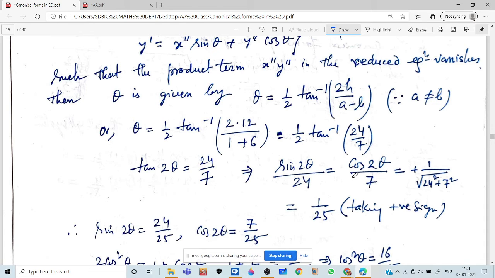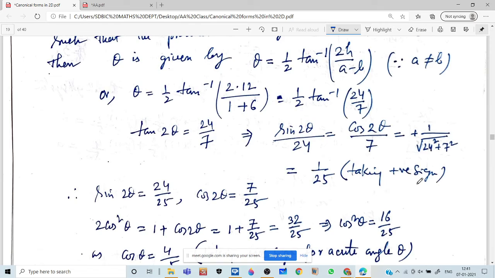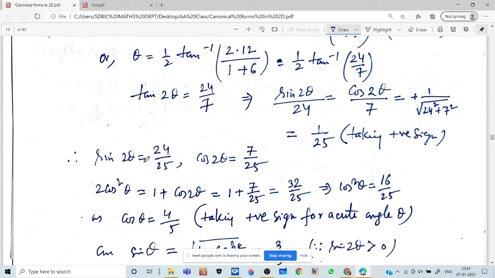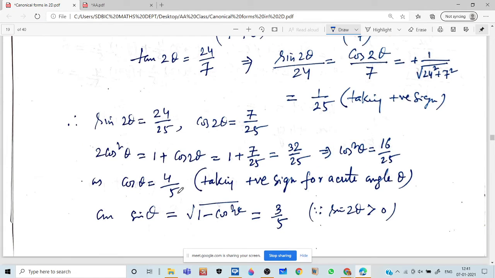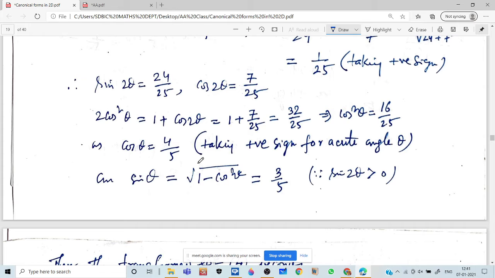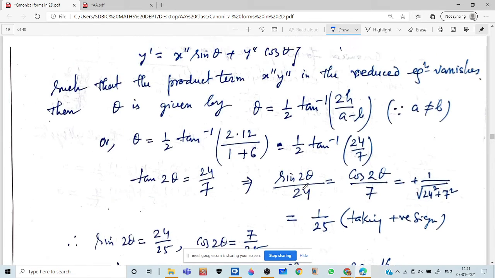So sin 2 theta by 24, cos 2 theta by 7, and from this taking the positive sign, as theta is an acute angle, sin 2 theta is equal to this, cos 2 theta is equal to this. We know that cos square theta is equal to (1 plus cos 2 theta) by 2, so put the value of cos 2 theta and you get cos theta. Taking the positive sign for an acute angle, cos theta is equal to 4 by 5, and sin theta is root over 1 minus cos square theta, which is 3 by 5.